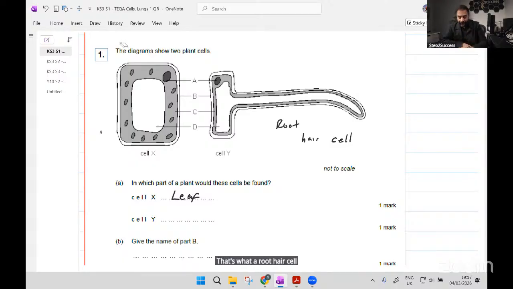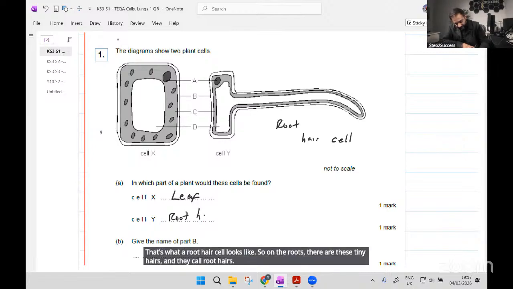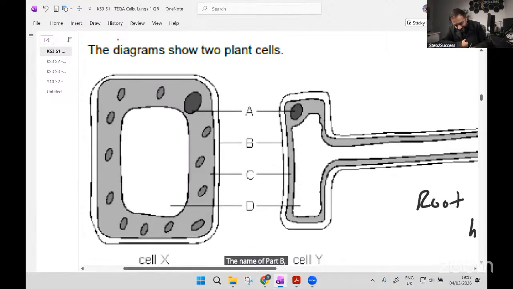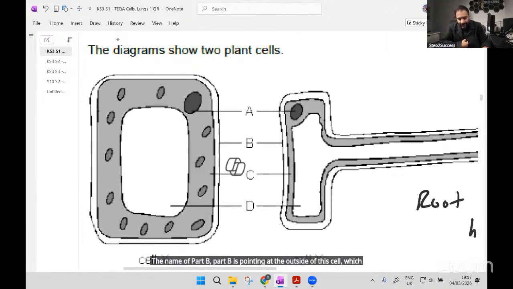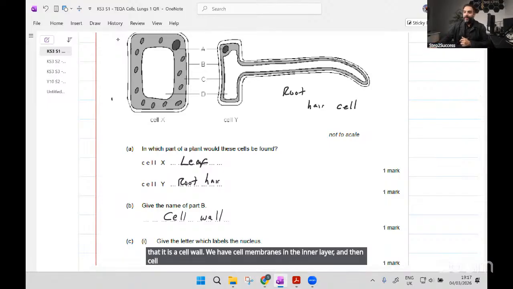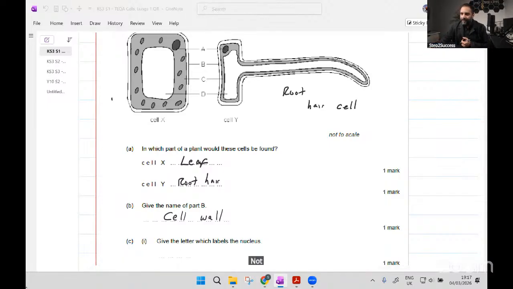So on the roots, there are these tiny hairs, and they're called root hairs. They are made of cells called root hair cells. The name of part B is pointing at the outside of this cell, which means that it is a cell wall. We have cell membranes in the inner layer and then cell wall on the outer layer, only of plant cells, as you may recall, not of animal cells.